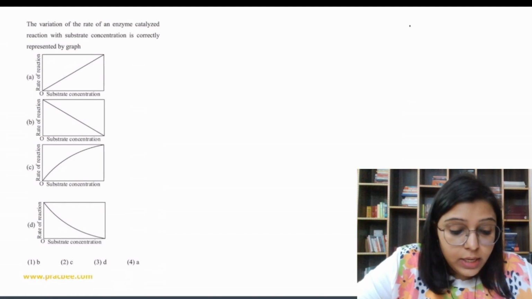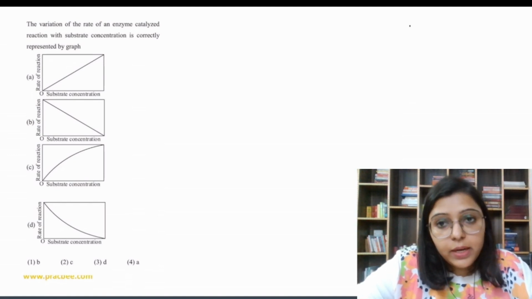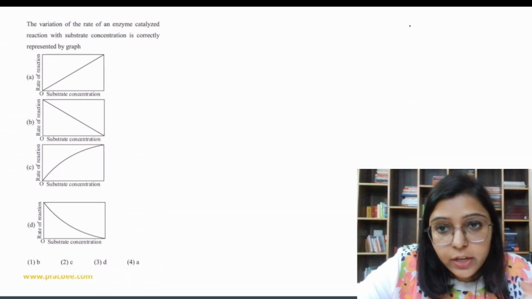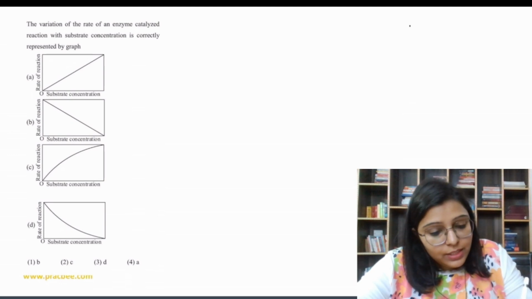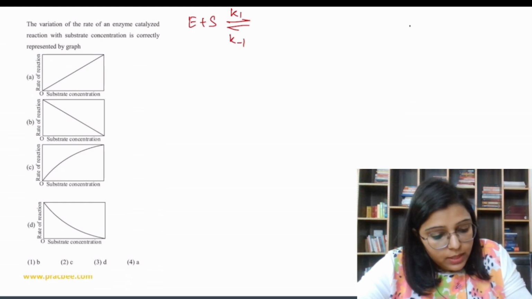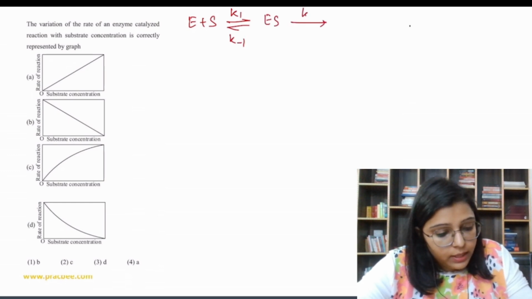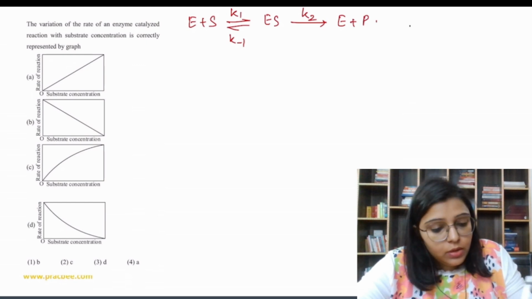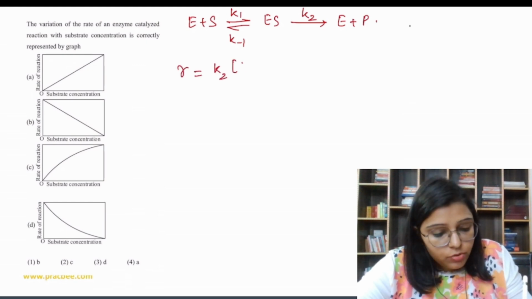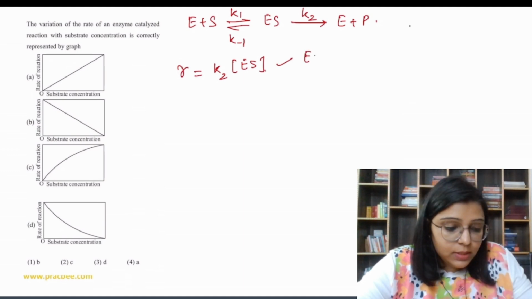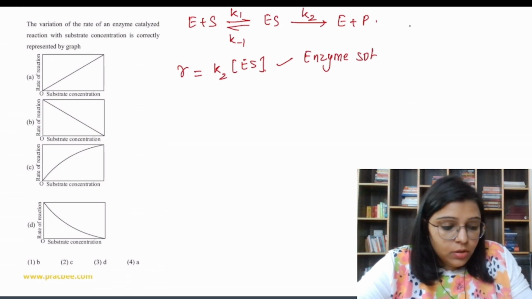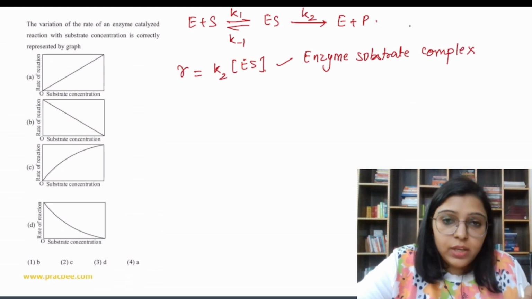Now let's do the next type of question. The variation of the rate of an enzyme catalyzed reaction. So enzyme catalyzed reaction and the curve is between rate of reaction and substrate concentration. So how to solve? First, you should know the derivation for that. So see, E plus S, right? That's an equilibrium process, K1, minus K1. So we get ES and then K2, we get E plus P. So rate of the reaction is K2 concentration of ES. So ES is basically the enzyme substrate complex. So we have to change the concentration of ES in terms of E and S.